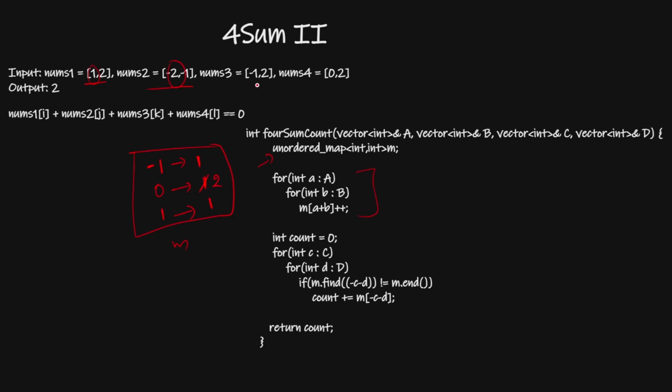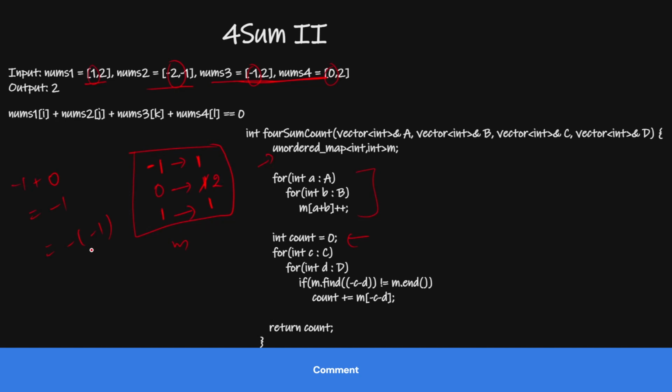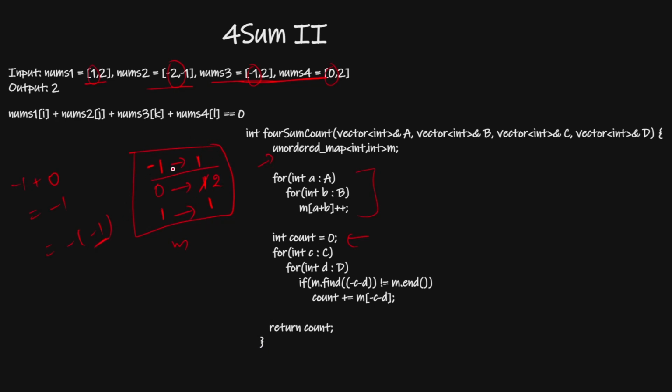Now I just have to check this. I am initializing my count as 0. Now I will find the sum: minus 1 plus 0 is minus 1. So I need minus of minus 1 so that my sum becomes 0. Do I have a 1? Yes, I have it, and it occurs one time, so I will increase my count by 1 and make my count 1.